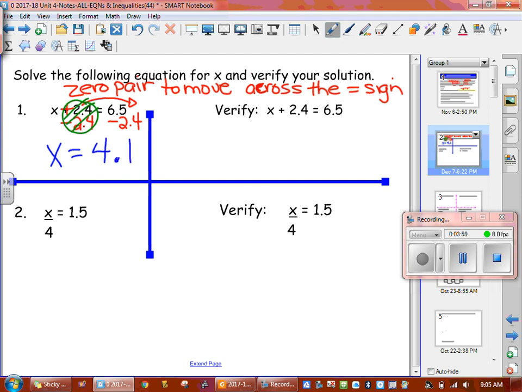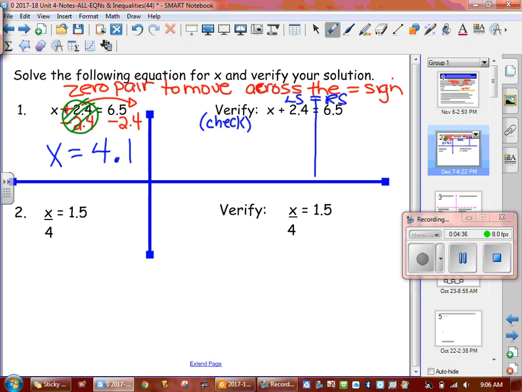And now we need to check our solution. Verify means check our solution to make sure that it works. Well, what does it mean by check to see if it works? Well, whenever we've got an equation, it's like a balance beam. We have to make sure one side is going to be equal to the other side, which means it has to be completely balanced. If it's going to be completely balanced, it has to have the identical amount on both sides. So, does the left side equal the right side? That's what we're trying to figure out.